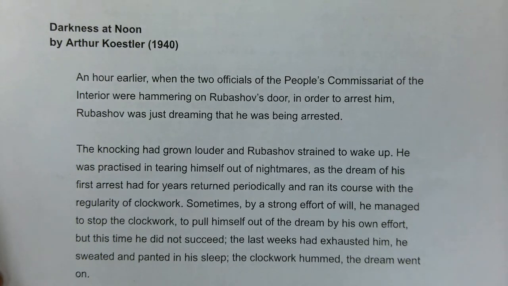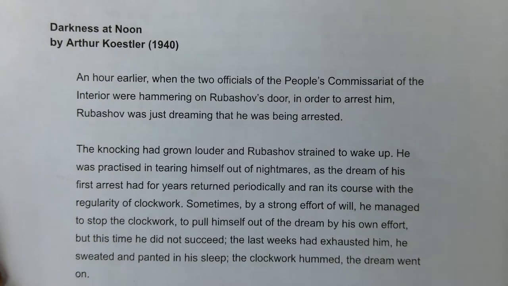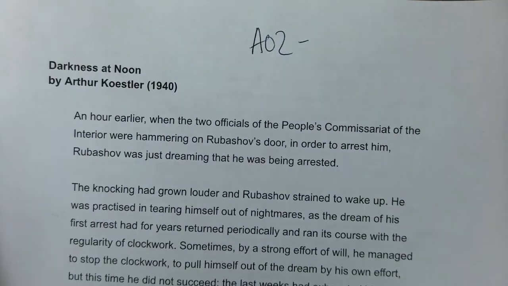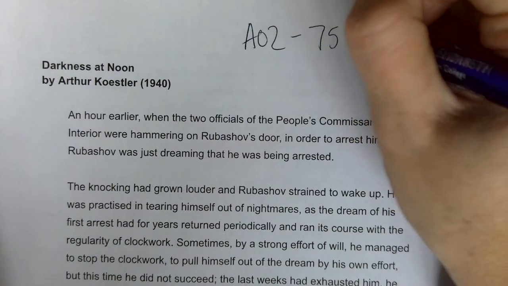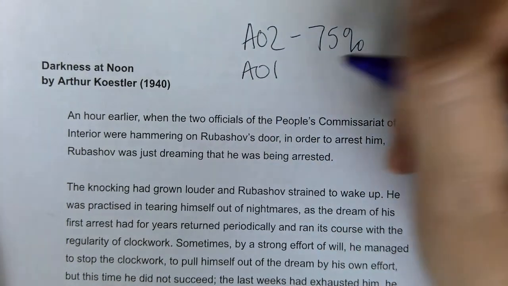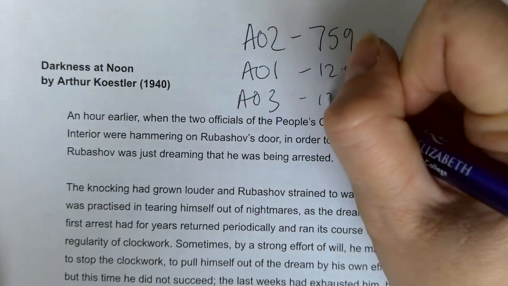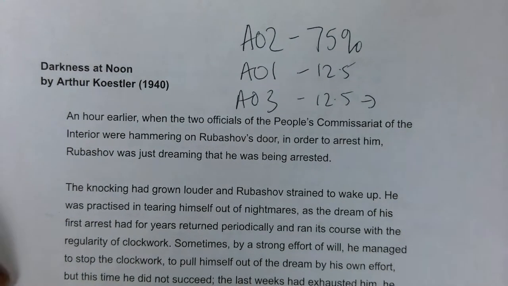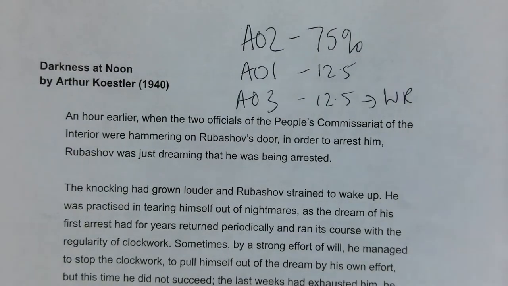Ashton, tell me what the dominant assessment objective is for this. Section A, unseen: the dominant assessment objective is AO2. And what percentage is AO2? 75%. Tell me about our other AOs. AO1 and AO3. And what does our AO3 actually mean for this essay? Wider reading. Excellent. So, the majority of our marks are gained from analysing the language in front of us.